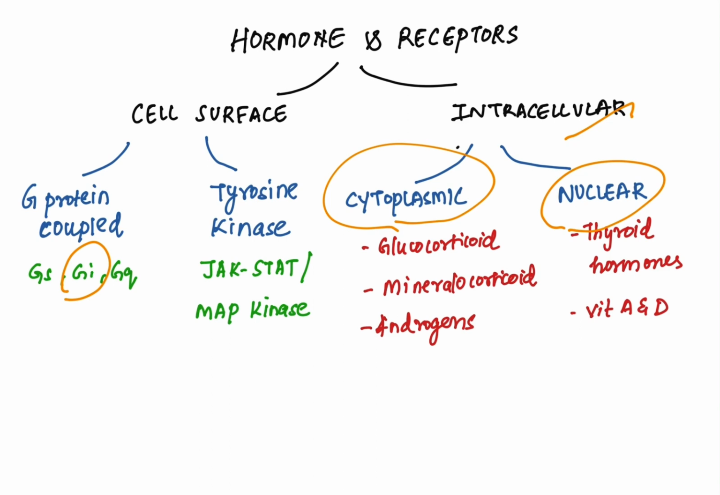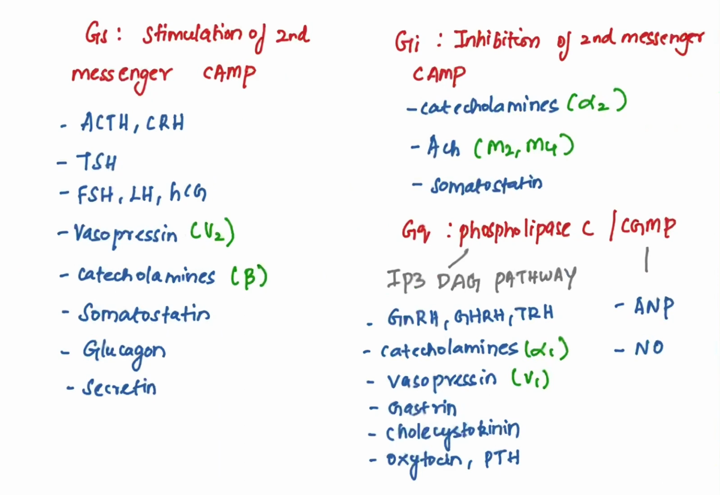Under tyrosine kinase, we have JAK-STAT or MAP kinase, that is the mitogen activated protein kinase pathway. So that's all about the intracellular receptors. Let's look at the cell surface receptors. For G stimulatory, the second messenger is cAMP.